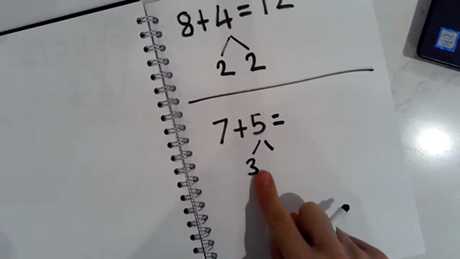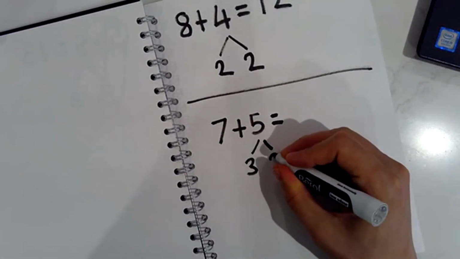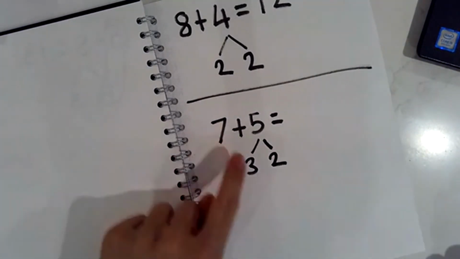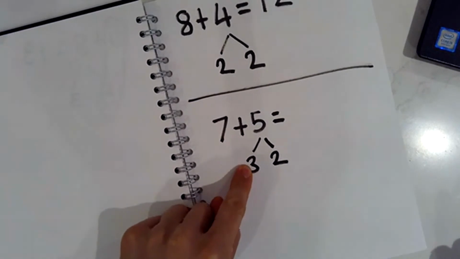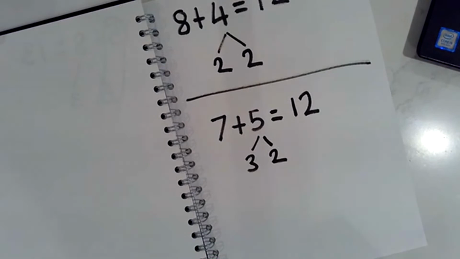3 add what equals 5? Well done, 2. Now I can solve this really easily. Well, I know 7 add 3 is 10. 10 add 2 equals 12. Let me show you with the cubes.